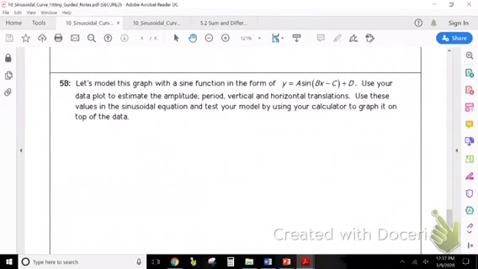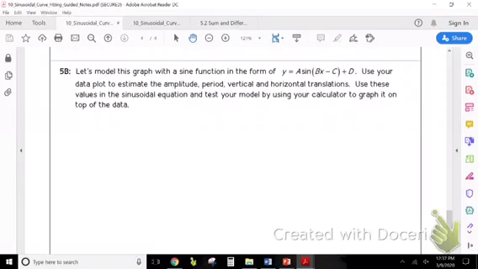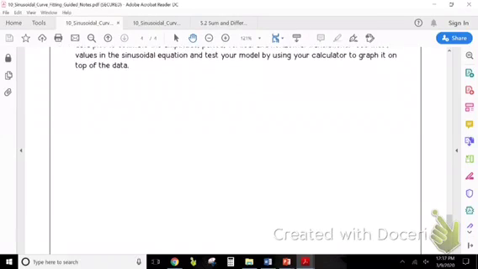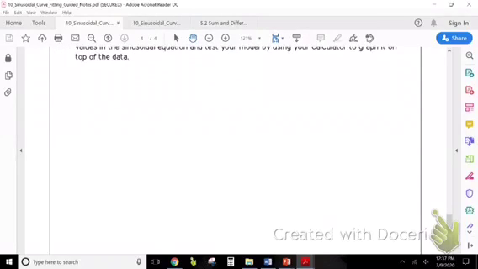All right, so 5b says let's model this graph with the sine function in the form of y equals a sine of (bx minus c) plus d. Use your data plot to estimate the amplitude, the period, the vertical and horizontal translations. Use these values in the sinusoidal equation and test your model by using your calculator to graph it on top of the data. All right, so we want the equation in sine form. So we need to find A, B, C, and D.